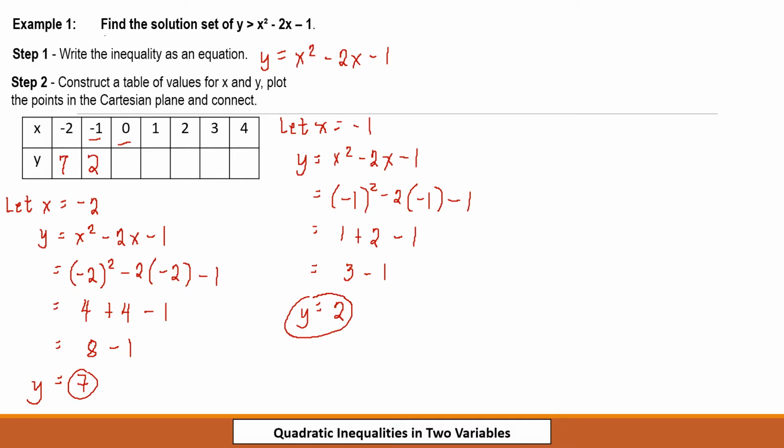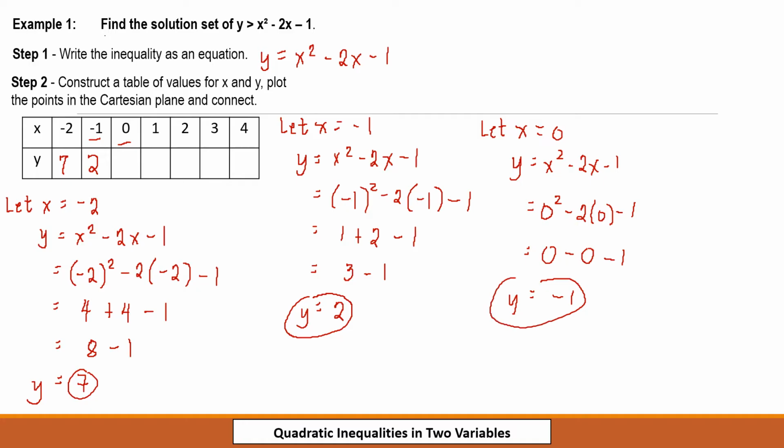Next, let x be equal to 0. Substitute 0 in the equation y is equal to x squared minus 2x minus 1. So we have 0 squared minus 2 times 0 minus 1. 0 minus 0 minus 1, that will be negative 1. So when x is 0, y is equal to negative 1.